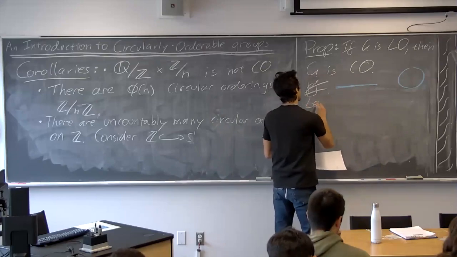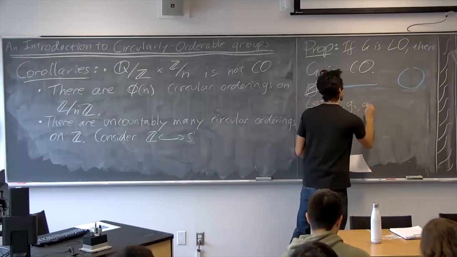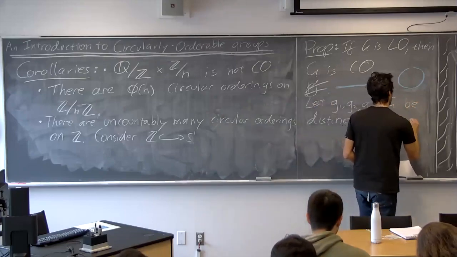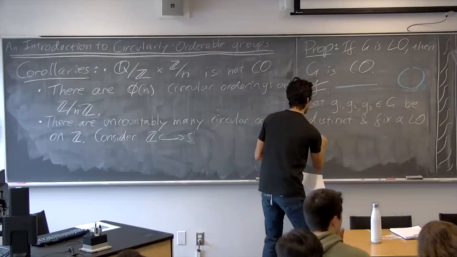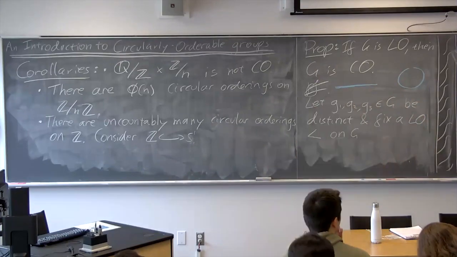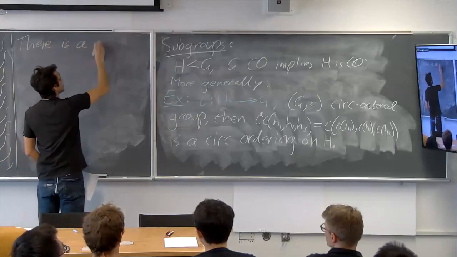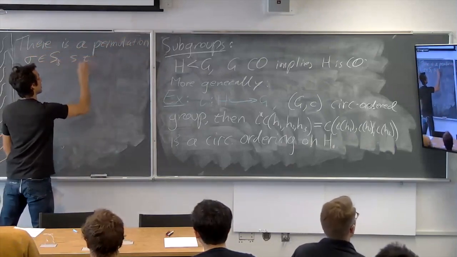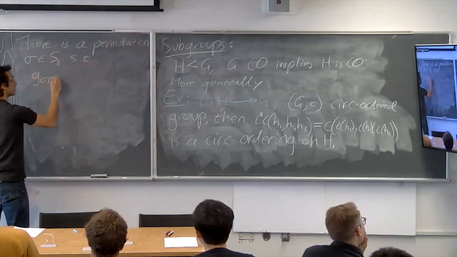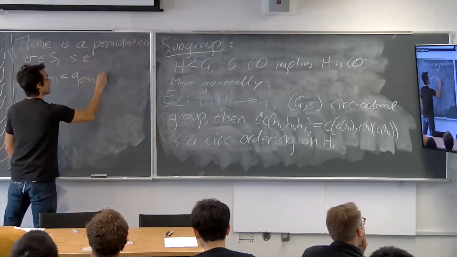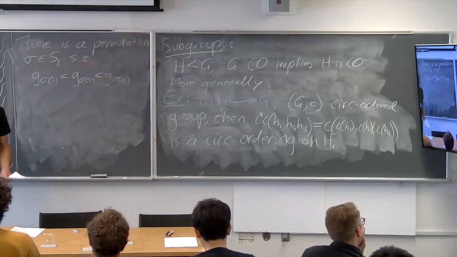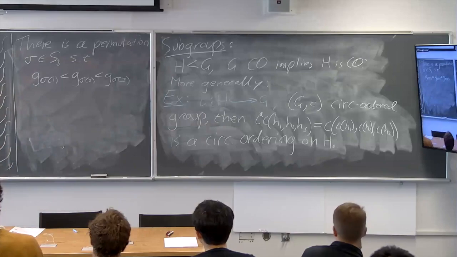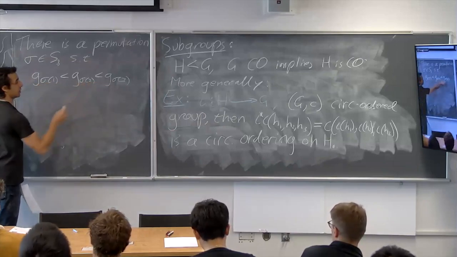So the proof is: let g1, g2, g3 in G be distinct. Fix a left ordering. Then there is a permutation sigma in S3 such that g_sigma(1) is less than g_sigma(2), which is less than g_sigma(3). Where you have three distinct elements in a left ordered group, one is the smallest one, and then the next one, and the next one. Whatever the permutation is that you need to apply to make that true, that's sigma.